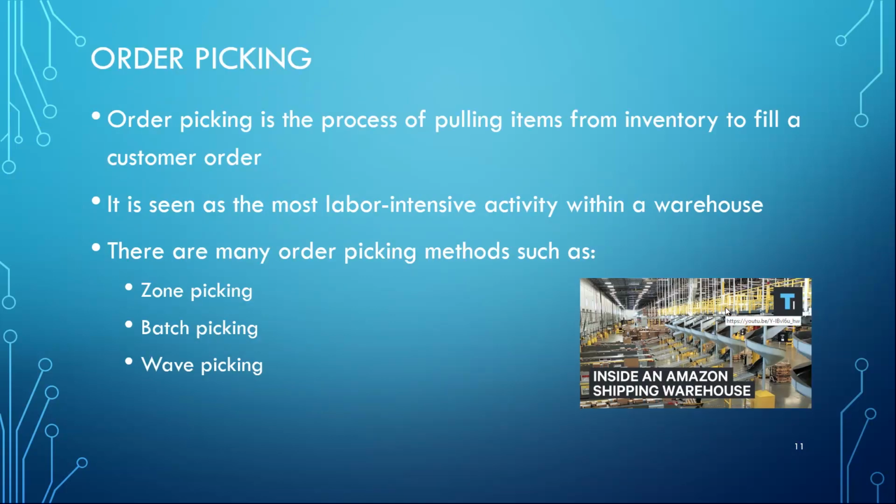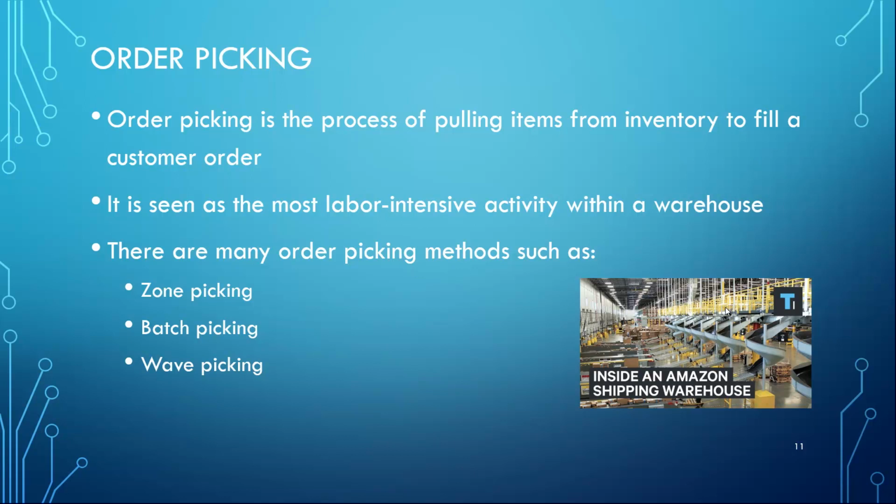Order picking is the process of pulling items from inventory to fill a customer order. It's the most labor-intensive activity within the warehouse. Remember that the person who's picking might be going through the shelves making sure that they are picking the item. Now, can we do it differently? We will talk about some of the common picking activities. We have zone picking, batch picking, and wave picking. We have additional methods that will be explained in a later module or chapter.